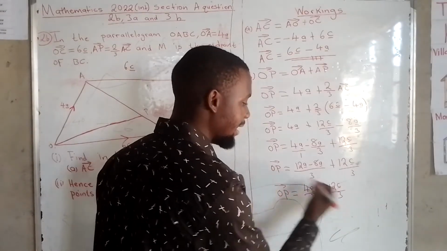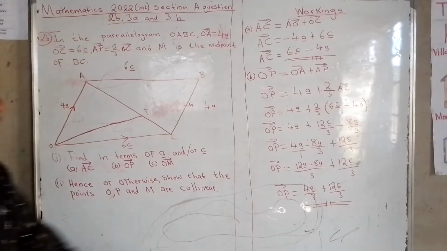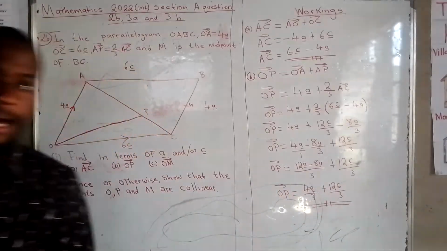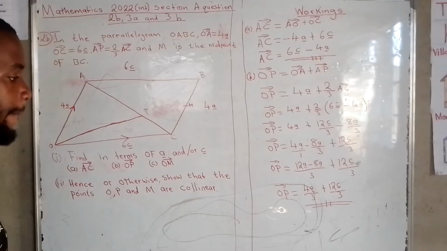Okay? So here, please don't find the common denominator, because these two numerators, they are not common. So that becomes your final answer. We shouldn't be misusing mathematical principles. So we cannot find the common denominator there because the numerators are not common. So our final answer becomes OP is equal to 4 vector A divided by 3 plus 12 vector C divided by 3, sorry. Okay, that is our OP.